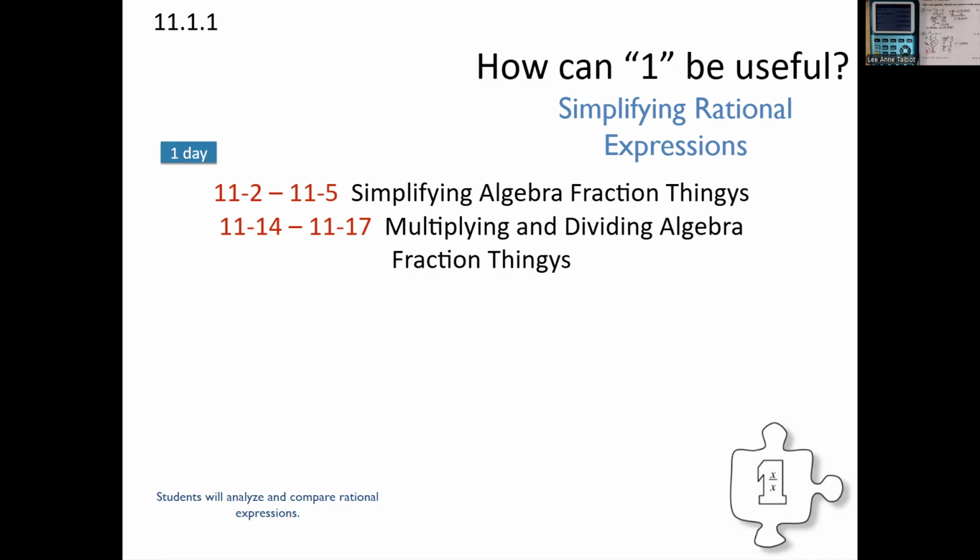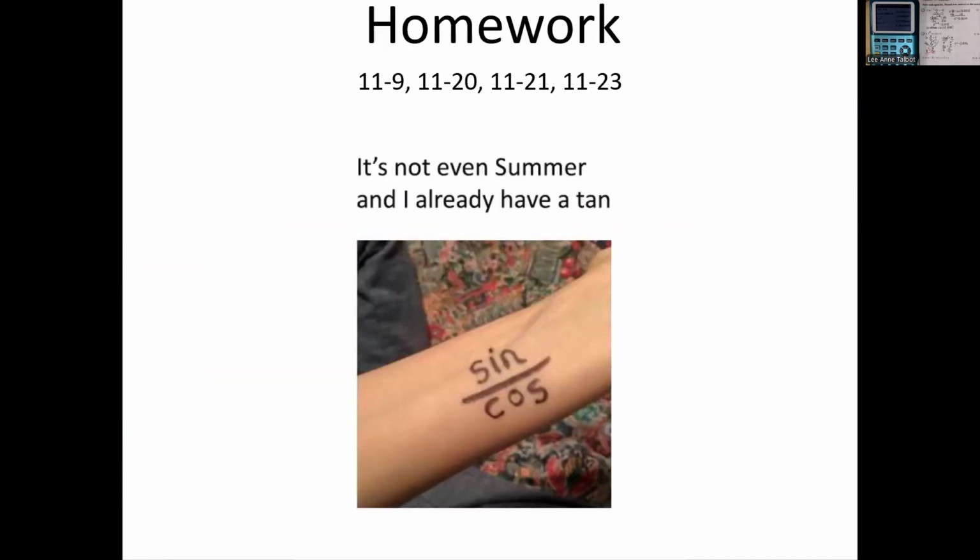All of these columns are actually on a resource page. Mrs. Rice and I were too lazy to wait for you to write the problems down. So we made a page in your packet. So there's no notebook today. Your homework is 9, 20, 21, and 23.